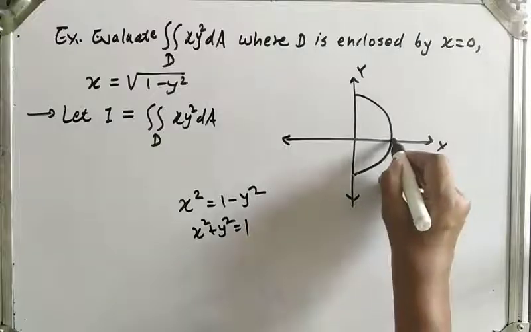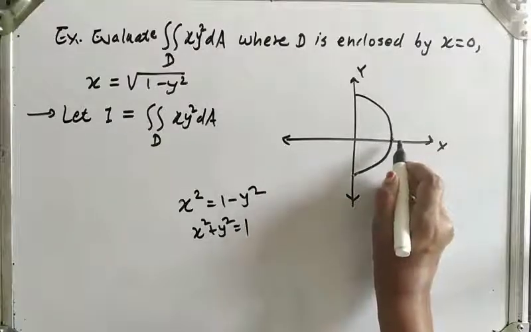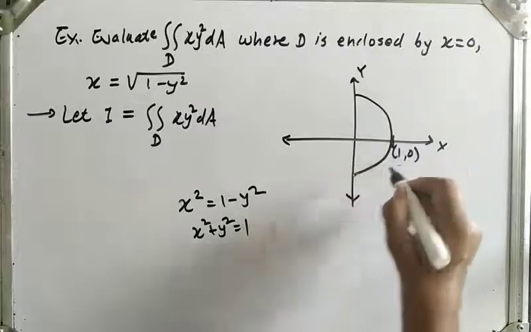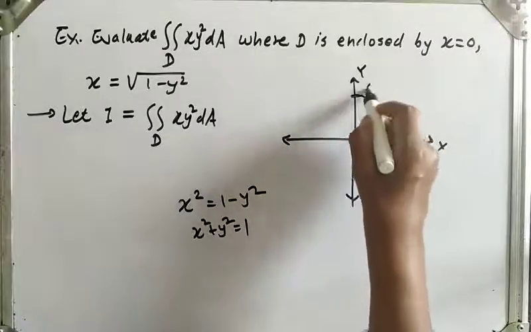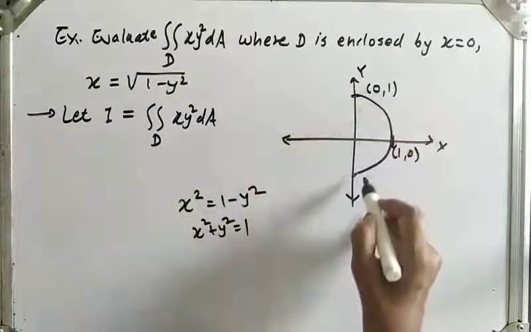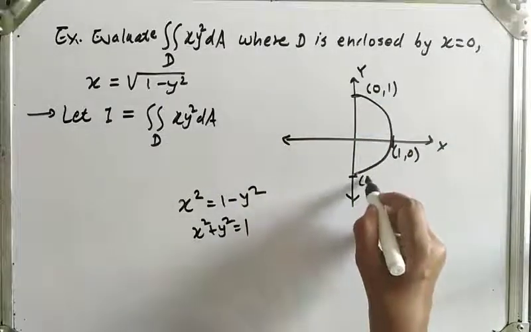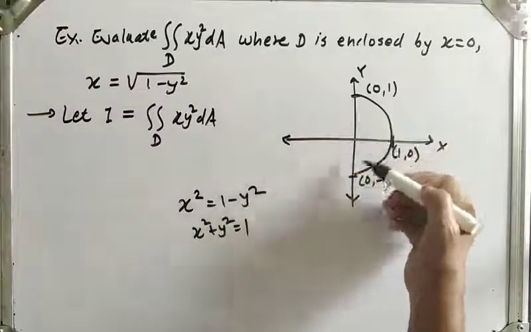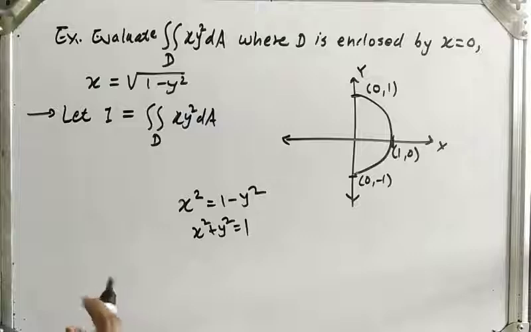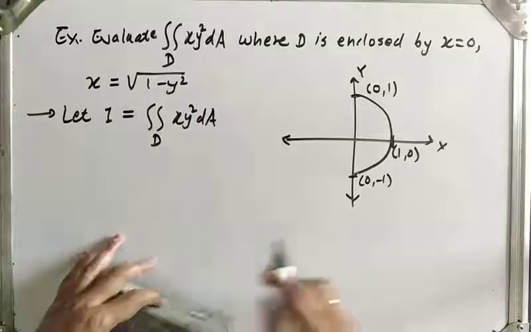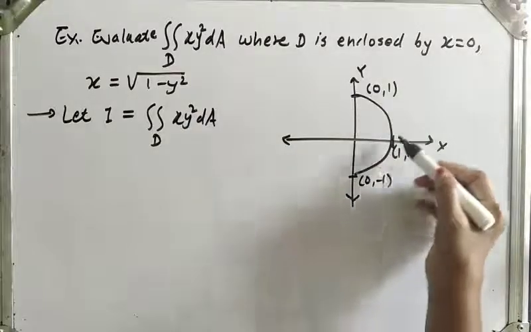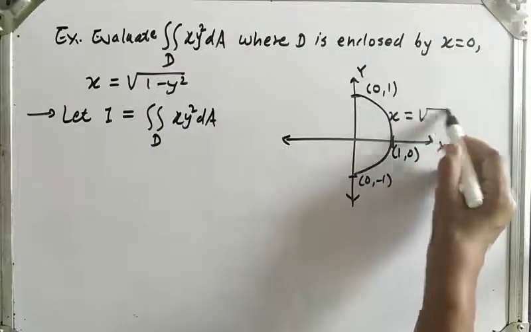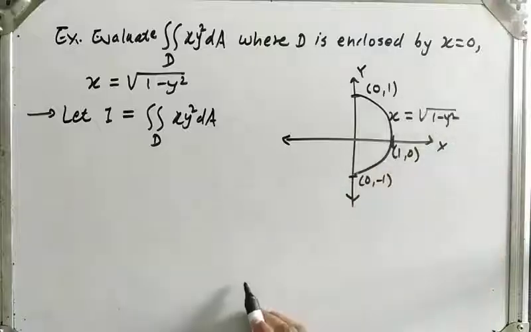Radius is 1, so this point is (1, 0), this is (0, 1), and it is also (0, -1). This is our given area. This is the equation of the curve: x equals square root of 1 minus y².